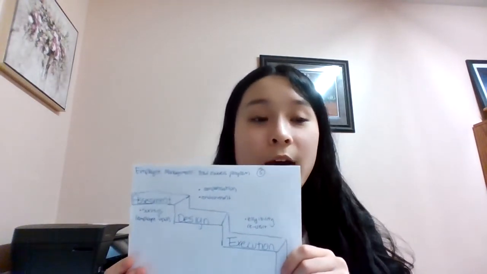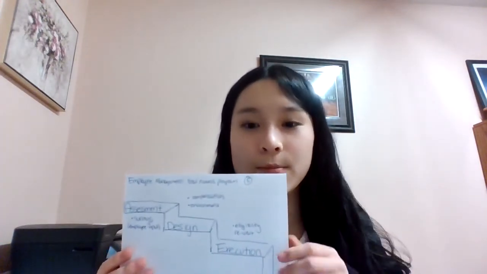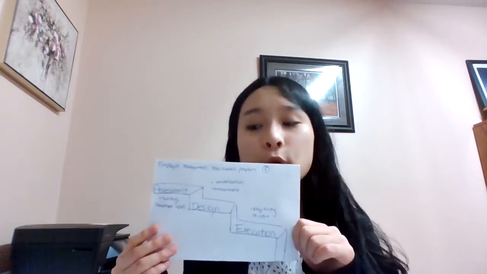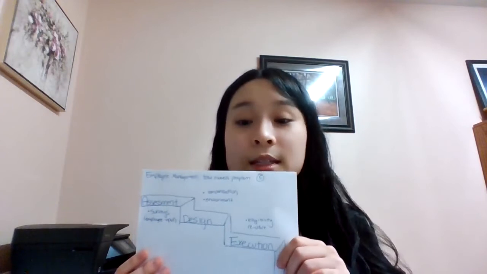So here I have the steps to talk about how we can provide this total reward system. The first step is to have an assessment. With assessment, we evaluate our current rewards and also ask for employee input, and that could be through focus groups and benchmark surveys. The second step involved is the design.